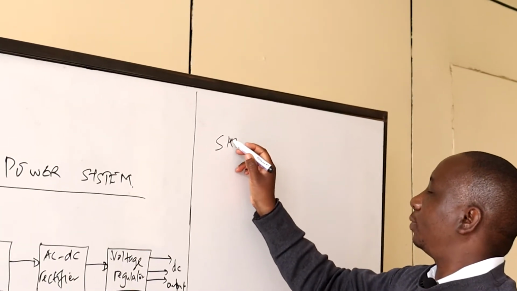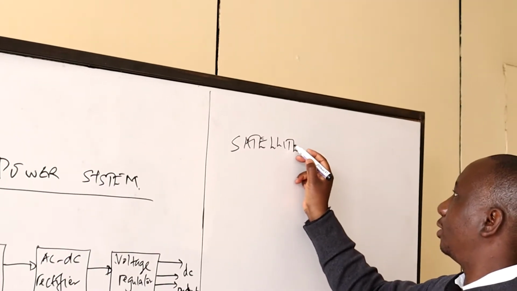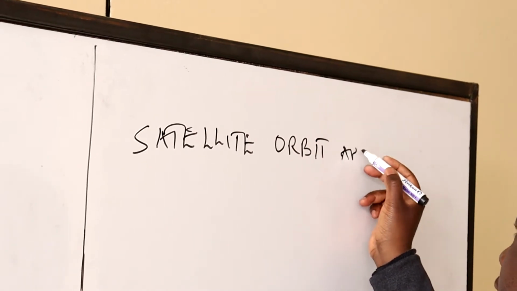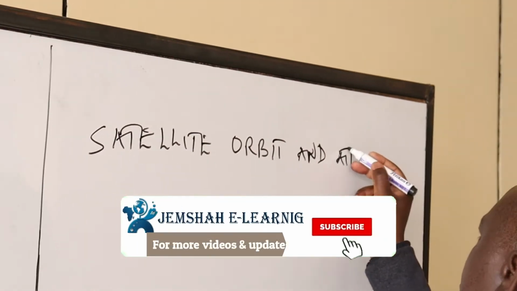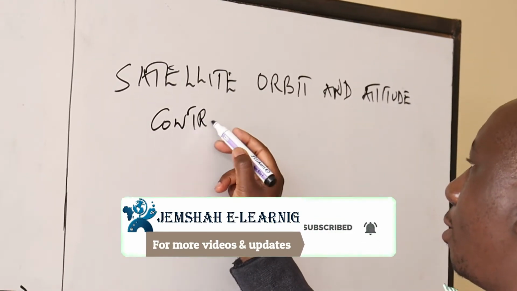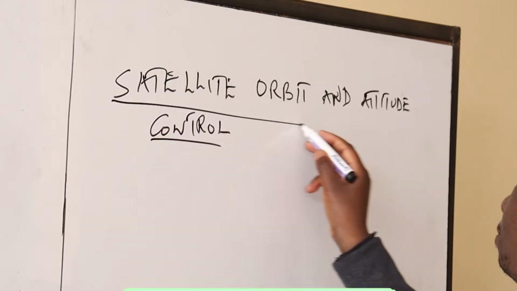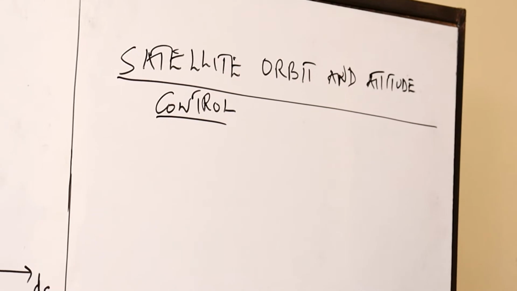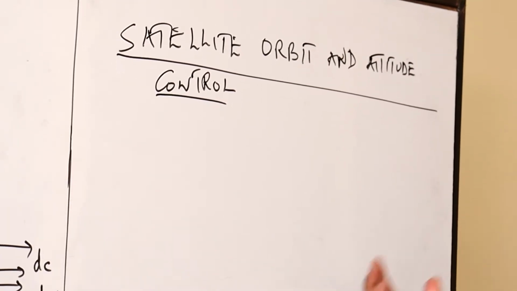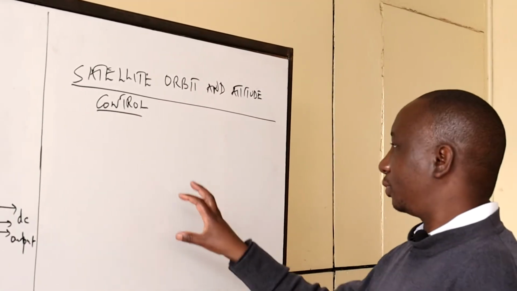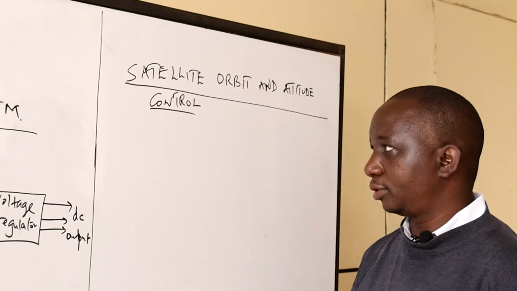So we're going to have what I refer to as satellite orbit and attitude control. So attitude control is the process of ensuring that the satellite remains within the solar orientation. So the attitude is the process of making sure that the solar orientation is within the space.